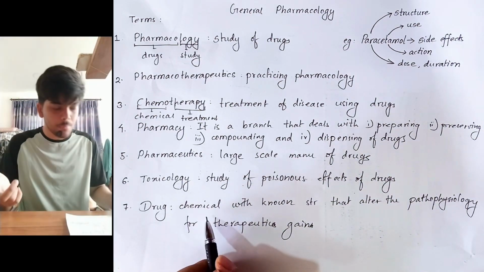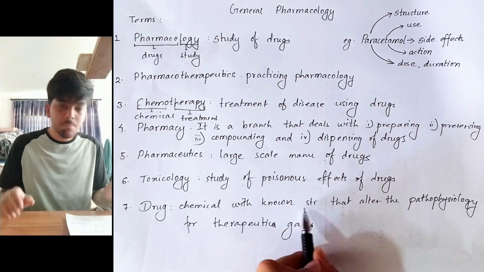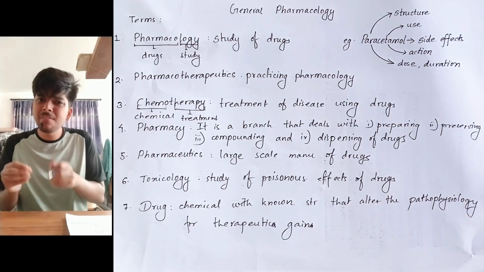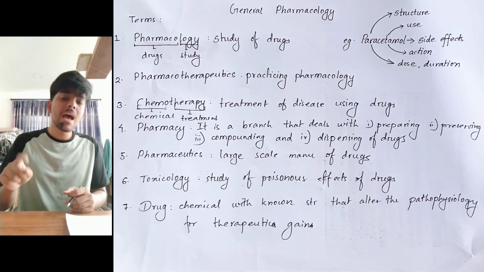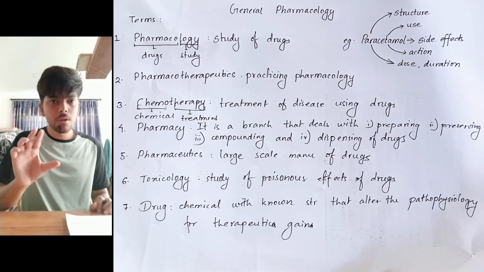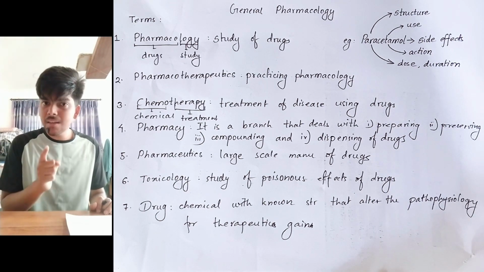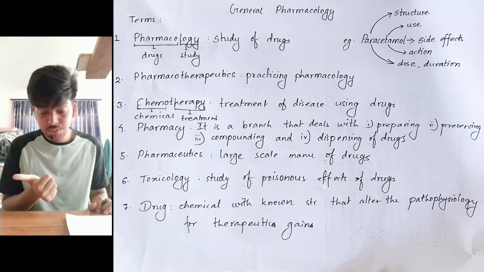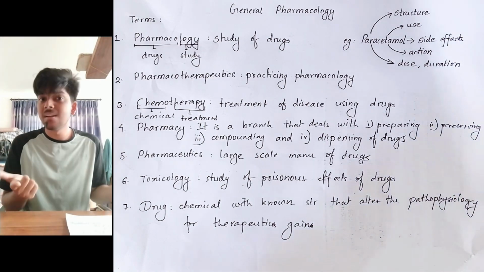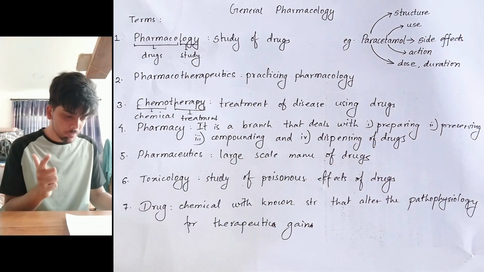So, drug, it's a chemical. The structure of that chemical is known. This chemical, when introduced into our body, brings some kind of change in our body. And the type of change that it brings is for our health gain. For example, paracetamol. Is paracetamol a chemical? Yes. Do we know the structure of paracetamol? I mean, at least the pharmacist knows, so yes.